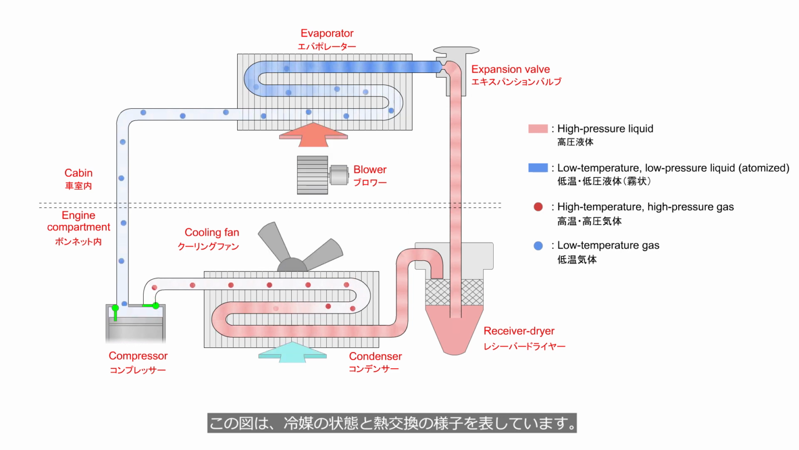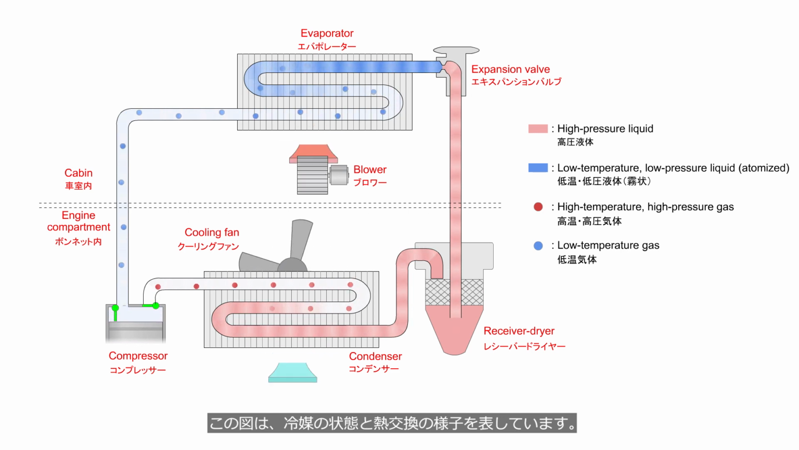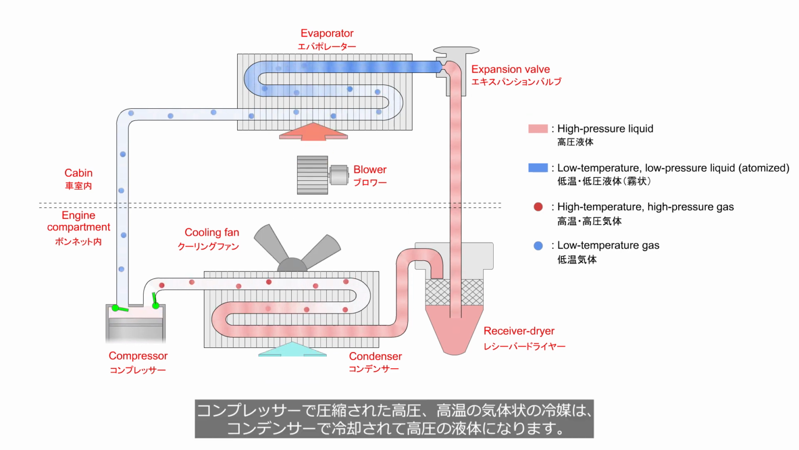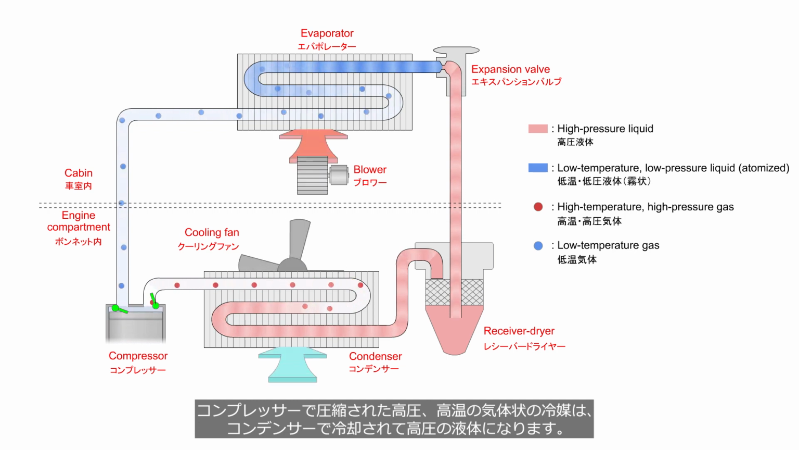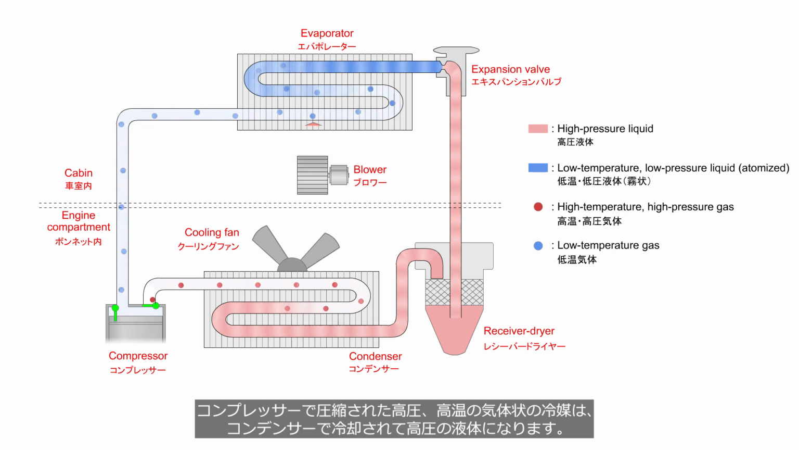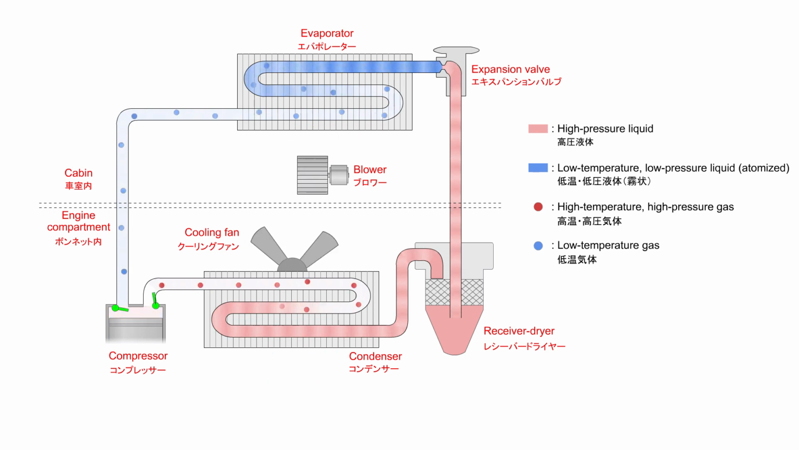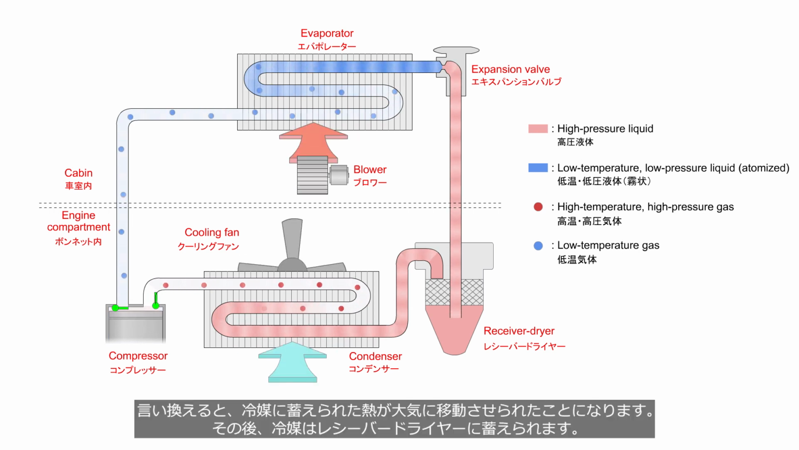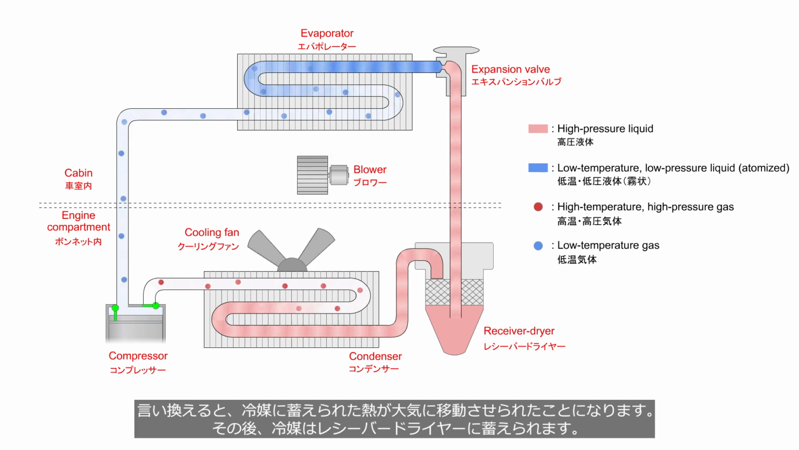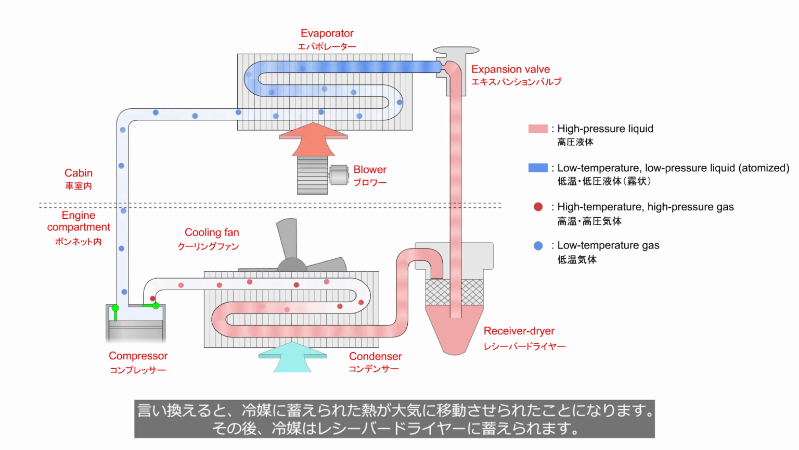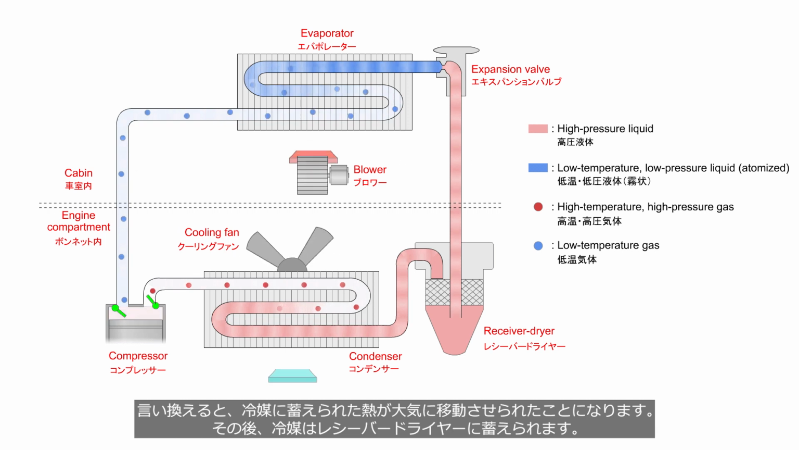This diagram shows the state of the refrigerant and the heat exchange process. The high-pressure, high-temperature gaseous refrigerant compressed by the compressor is cooled in the condenser, transforming into a high-pressure liquid. In other words, the heat stored in the refrigerant is transferred to the atmosphere. Subsequently, the refrigerant is stored in the receiver dryer.